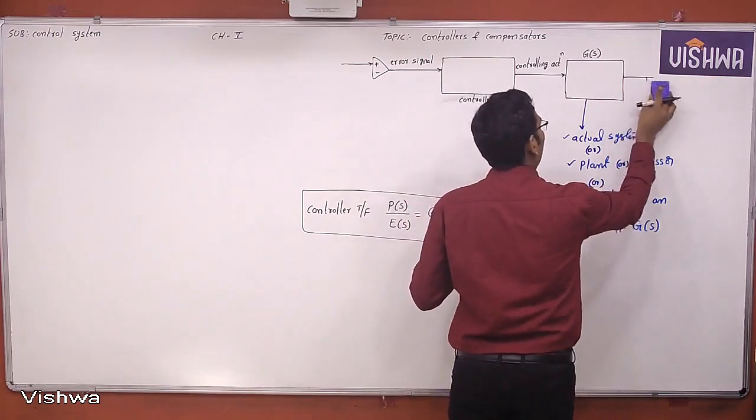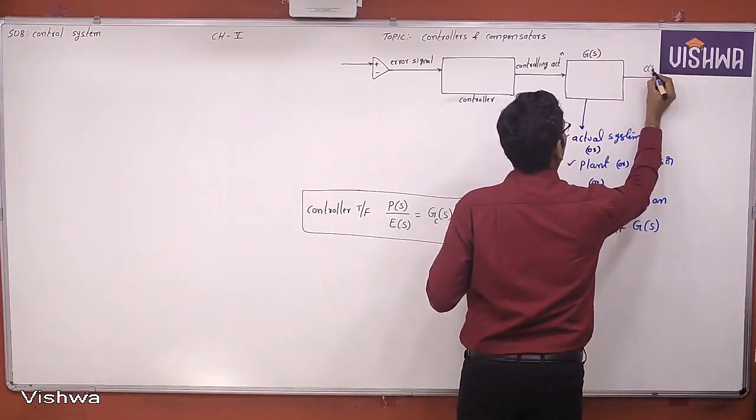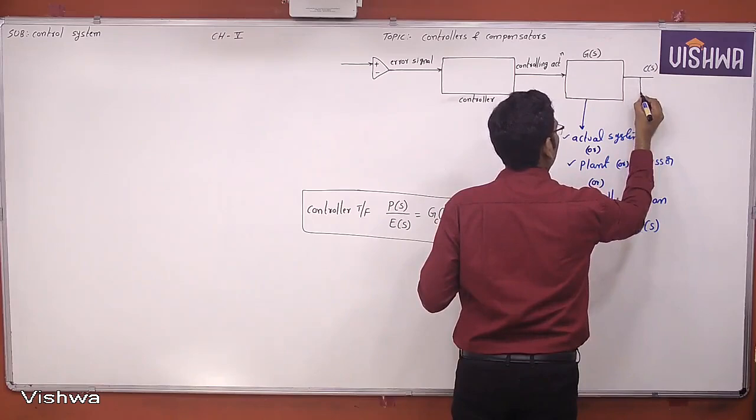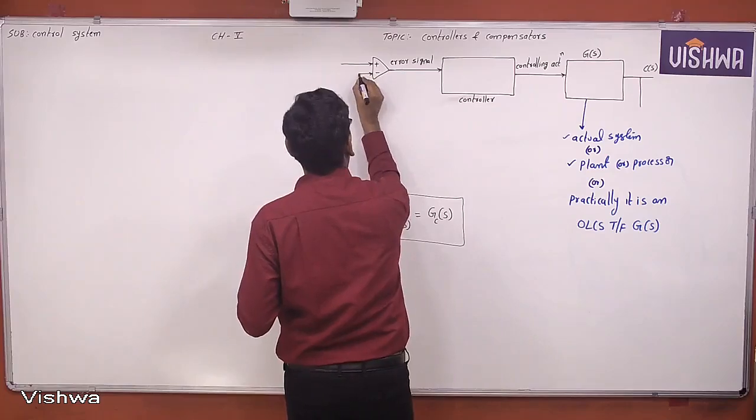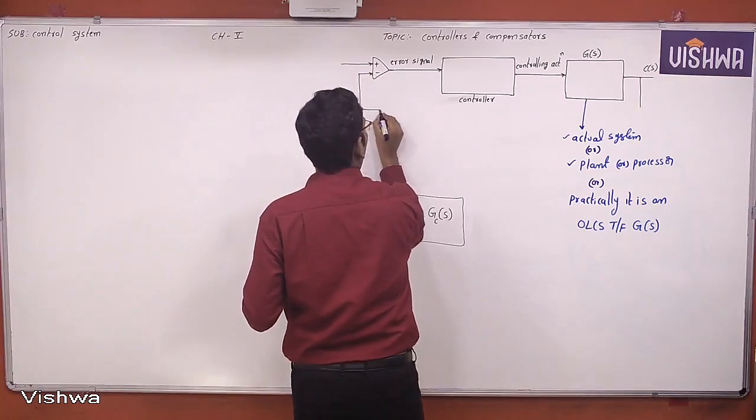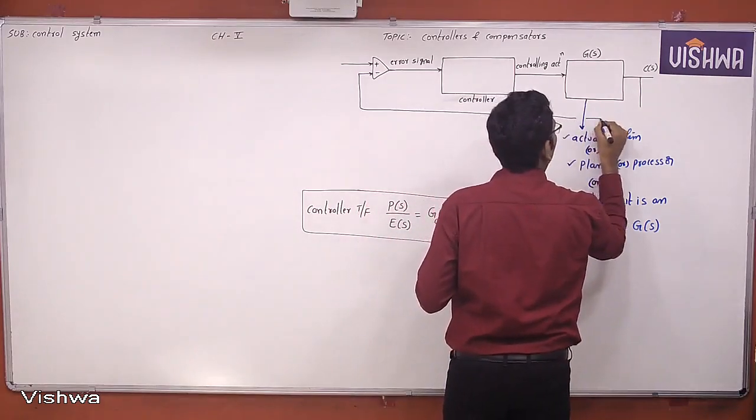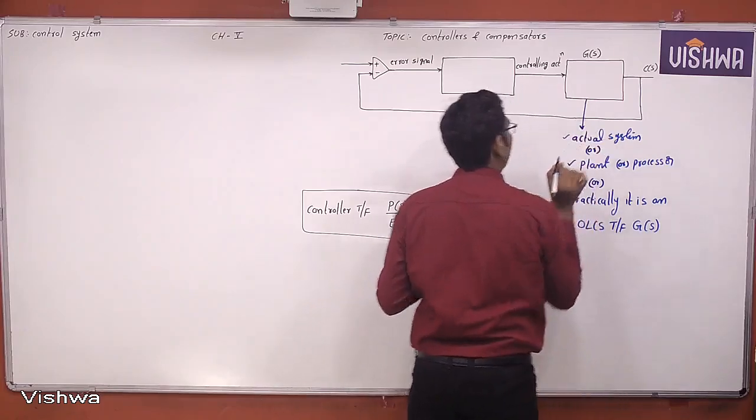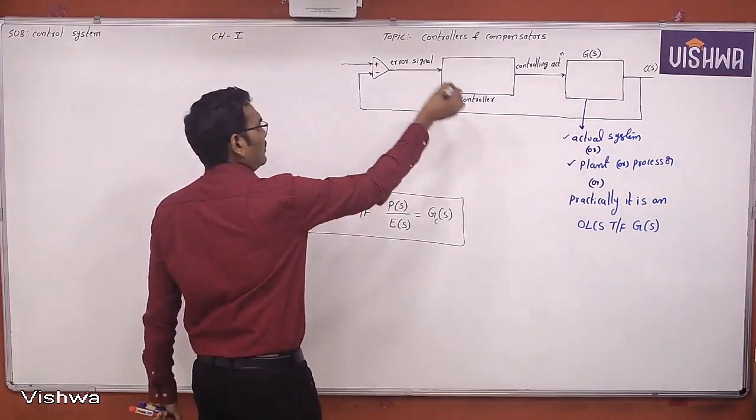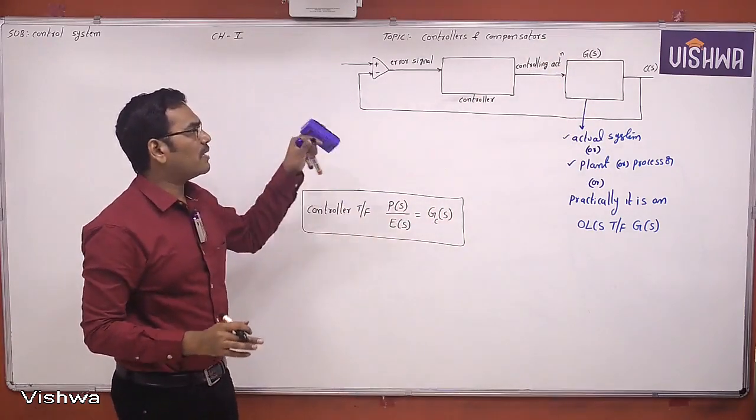After improving the plant performance, you connect it, this is C(s), to this particular plant such that the plant performance is improved. Okay, this is the actual closed loop control system.